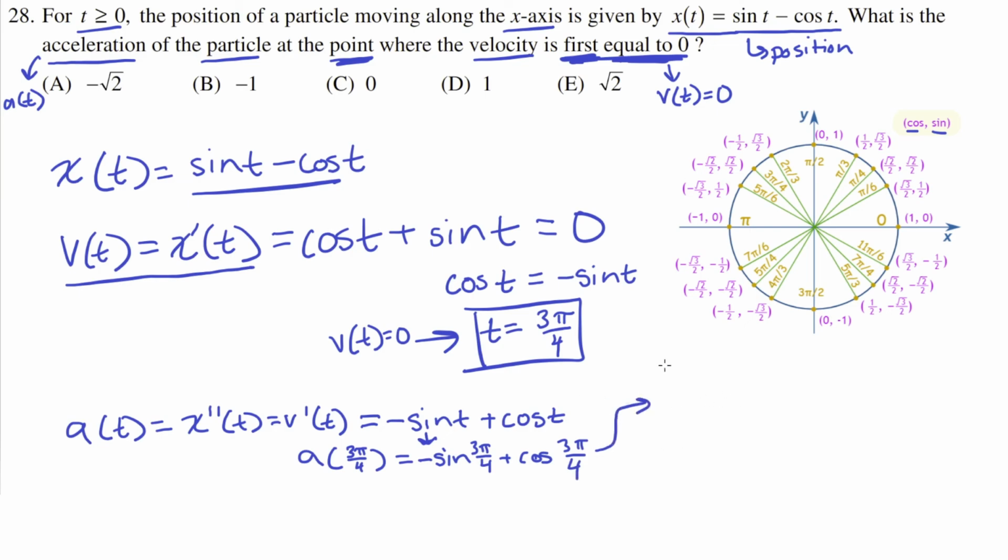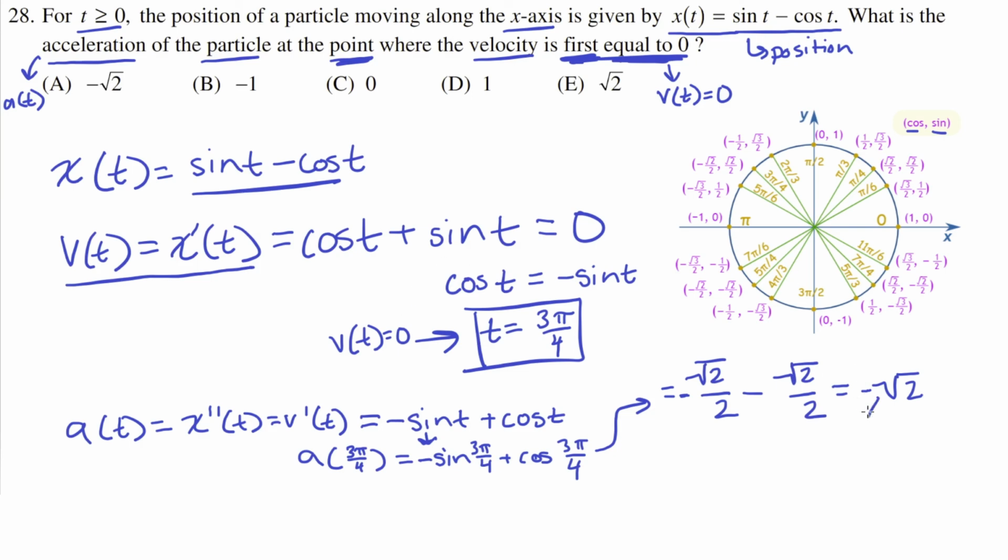Okay, so the sine of 3 pi by 4, we can use the unit circle, but you should have this memorized. So the sine of 3 pi by 4 is equal to root 2 over 2. And we'll put a negative on the outside, so there's a negative here. And then the cosine of 3 pi by 4 is equal to negative root 2 over 2. So we'll have a negative root 2 over 2. So this is just going to become negative root 2 when we add these two together.